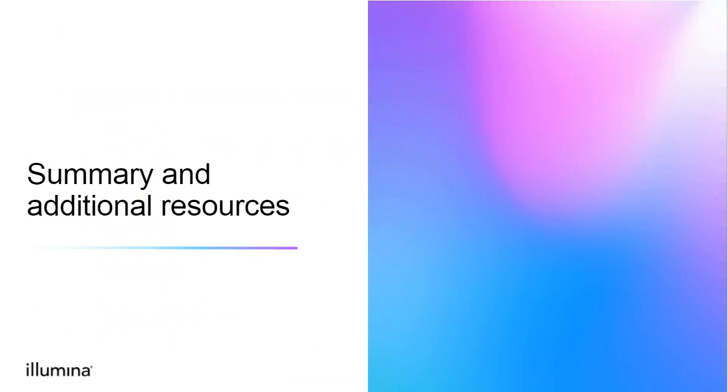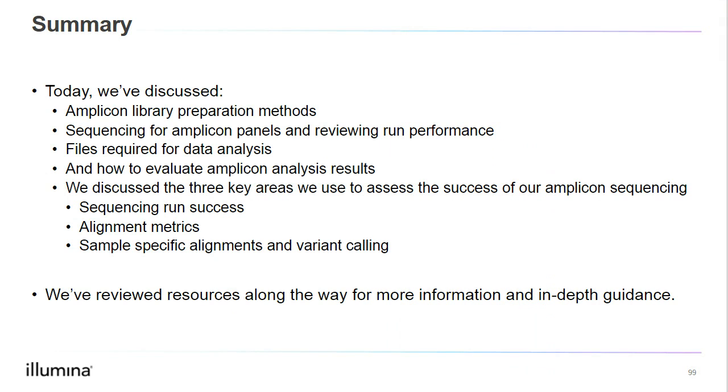Now let's do a quick summary of our chat today, and I will include some additional resources. Today, we have reviewed a general overview of amplicon sequencing. We discussed library preparation methods, sequencing, and data analysis. We discussed 3 key areas for assessing the success of our amplicon sequencing: evaluating the sequencing run to ensure it meets or exceeds specifications, reviewing alignment metrics for all libraries analyzed together, and we took a deeper dive into the sample-specific metrics to better understand the sample performance and assess the variants called.